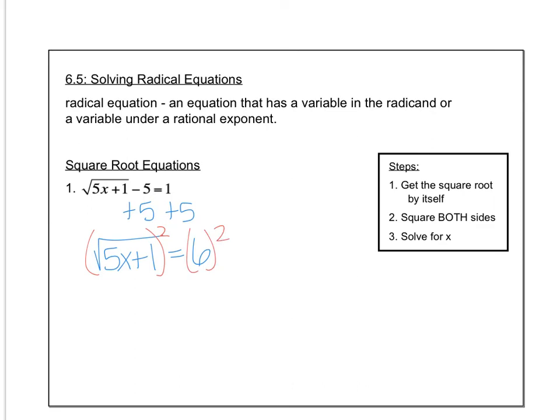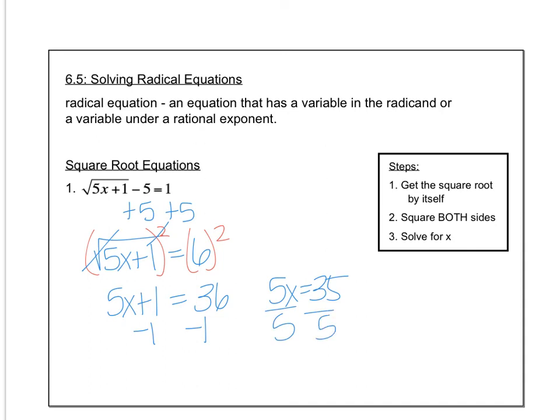And then I would have these cancel each other out. 5x plus 1 left equal to 36. Subtract 1. 5x equals 35. And divide by 5. X equals 7. Done.